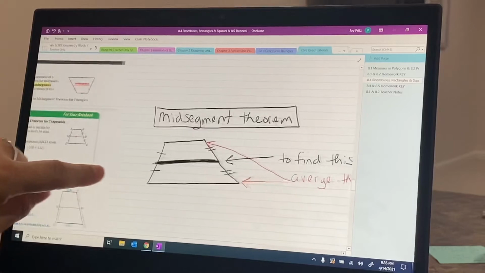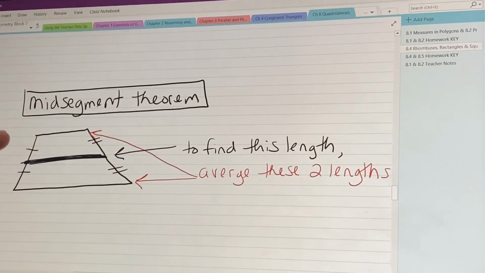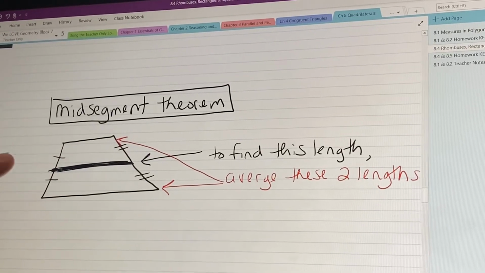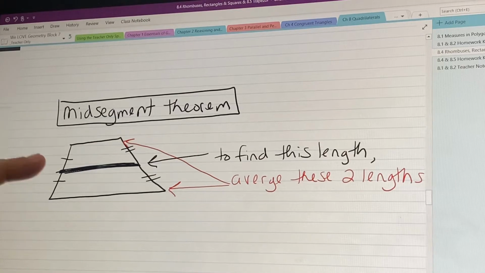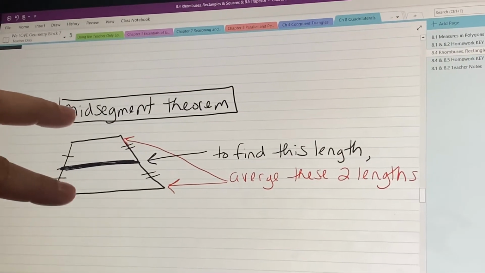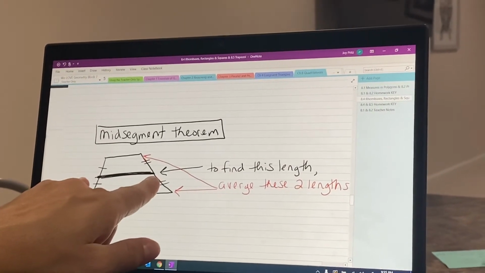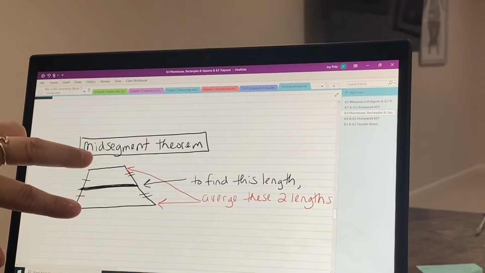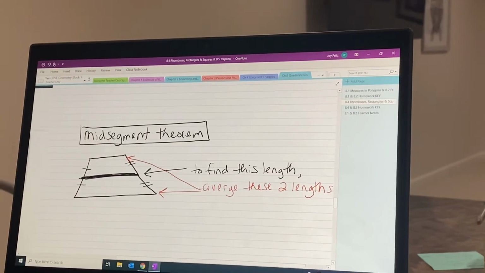With trapezoids, there's the Midsegment Theorem. This is as simple as I can make it for you guys. A midsegment, we've already learned, connects the midpoints of the legs of a trapezoid. To find that midsegment, you average the two bases. And you can figure out where the bases are because those are the ones that are parallel. Notice these are not parallel, those are the legs. These are parallel, and those are called the bases. So to find this length, you add these two and divide by 2.